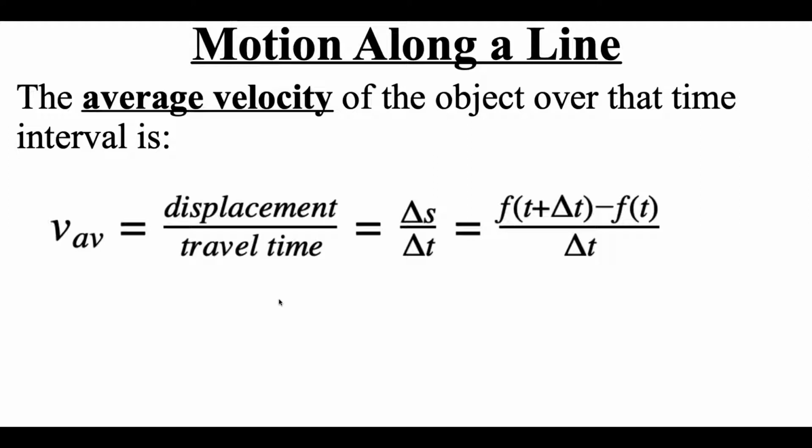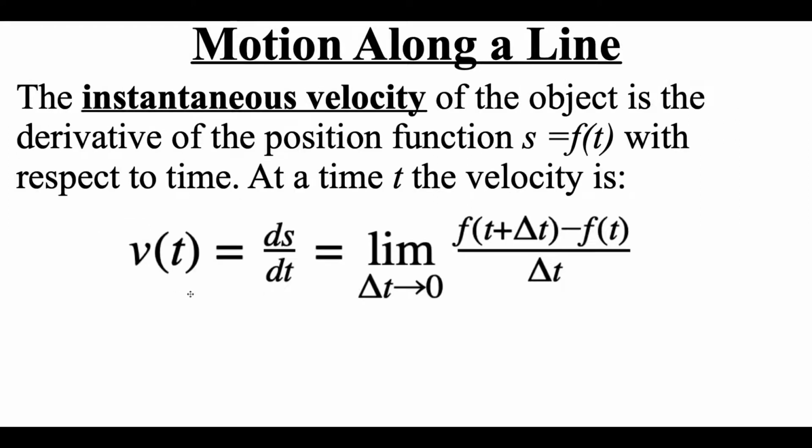So the average velocity is measured over a time interval, but if we want to talk about the instantaneous velocity of an object, then that's the velocity at a specific time. So the instantaneous velocity of our object is the derivative of that position function s, which we're going to let equal f of t, with respect to time. So at a time t, we can say that the velocity, or this v of t function, is the derivative of that s position function with respect to t. So that's going to be the limit of f of t plus delta t minus f of t all over delta t as delta t is approaching 0. So as the change in your time interval is approaching 0.